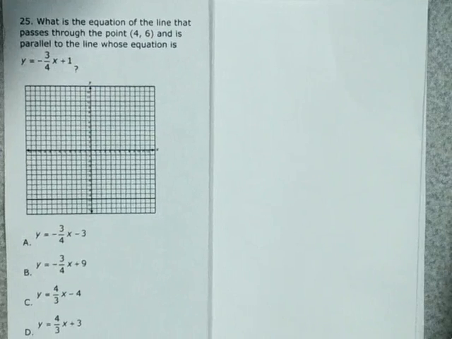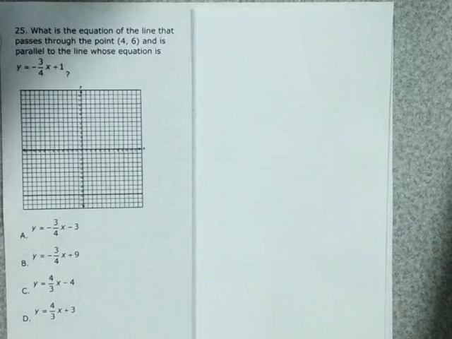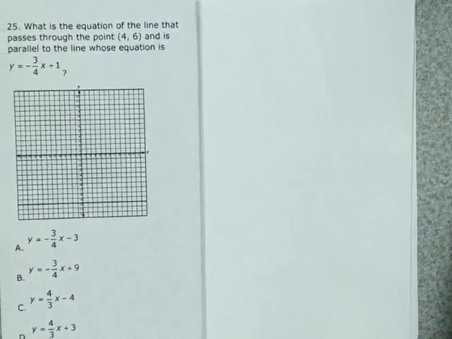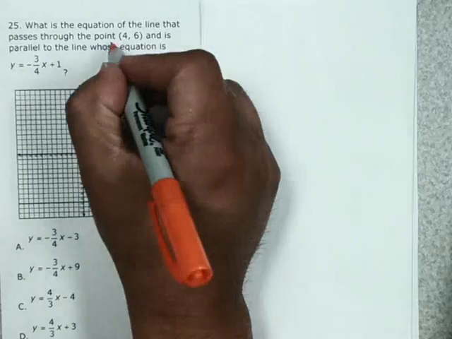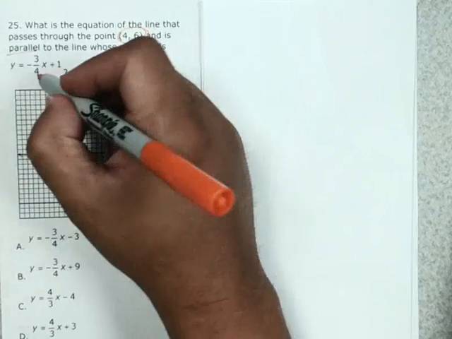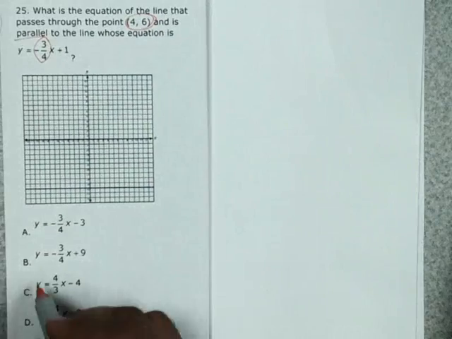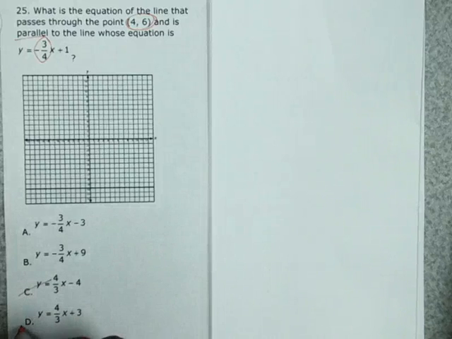All right, looking at number 25, what's the equation of a line that passes through (4, 6) and is parallel? So it's got to go through this point and it's got to be parallel. If it's parallel, that means it has to have the same slope. So looking at these answer choices, I know for sure I can cross out C and D.